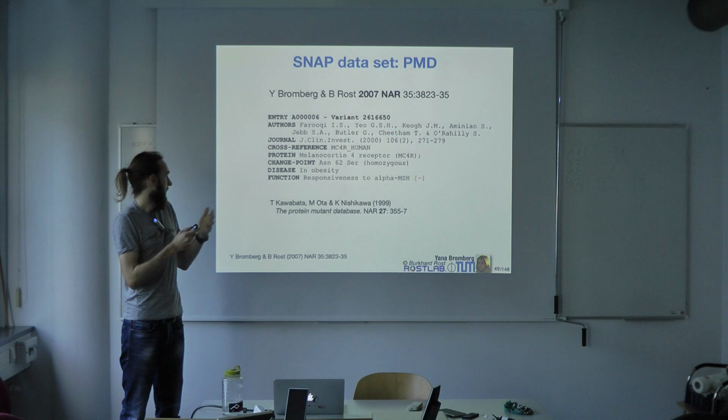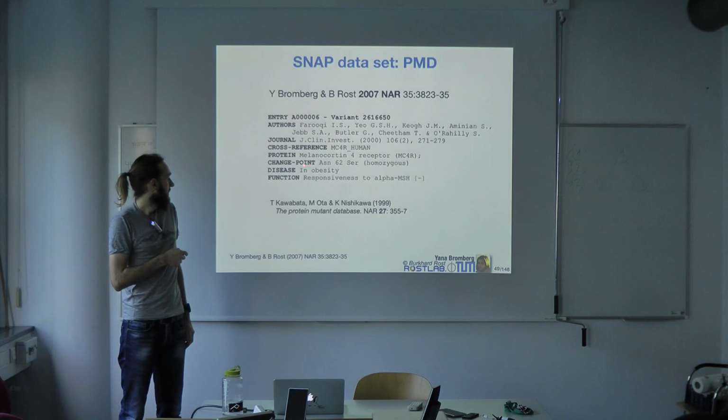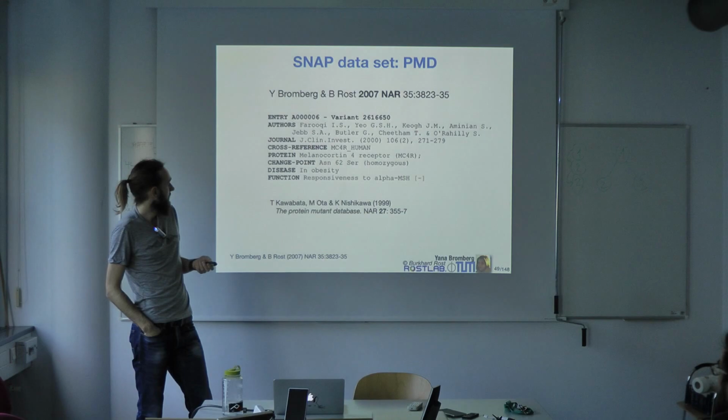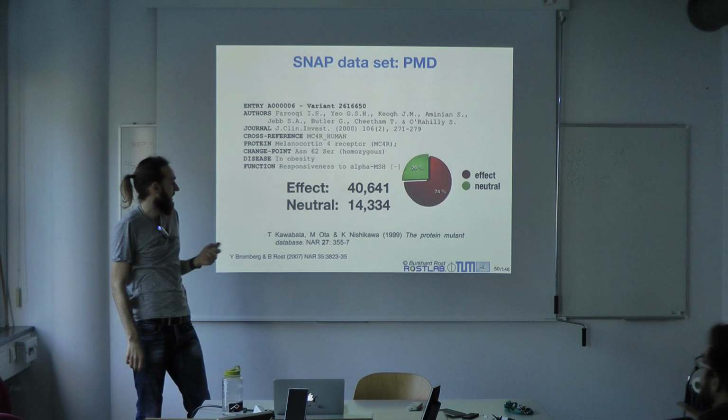This is what the entry looks like. So there's a protein reference here, and then here is what's actually changing. And she just extracted a set of variants from the database. And why is it so laggy? And the result is this. So we have 40K effect variants, and we have 15K neutral variants.